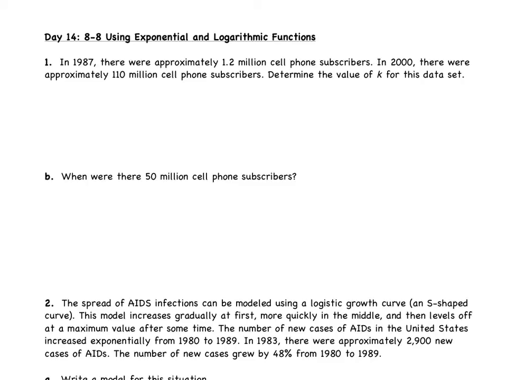Now, looking at the question, it says determine the value of K. This gives us a big hint. That tells us that this is continuous growth. So this tells us which equation to use. This tells us that we're using y equals PE to the KT. So this is continuous. So from here, we need to find K.